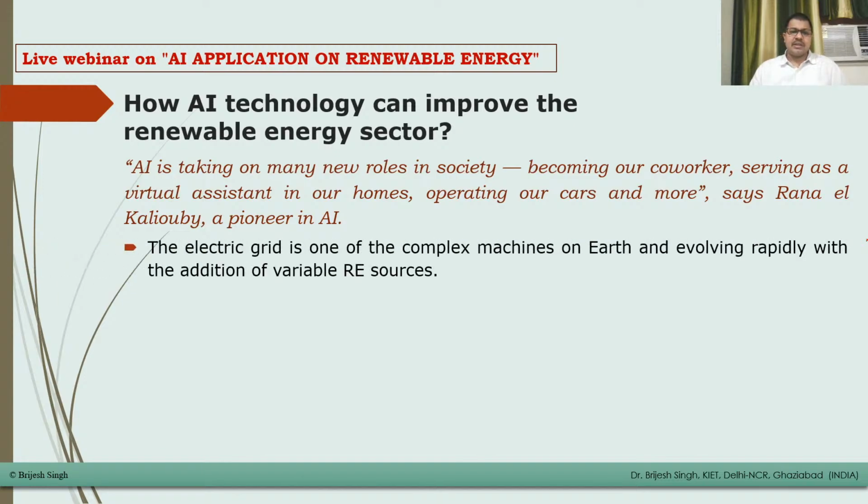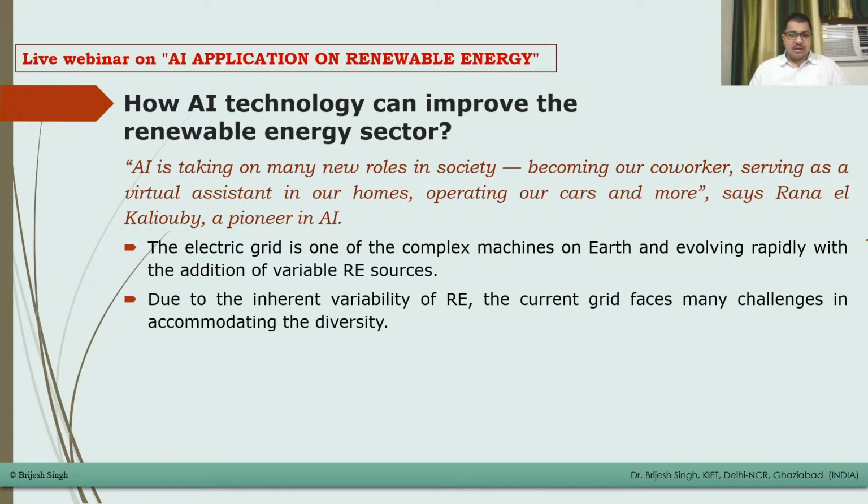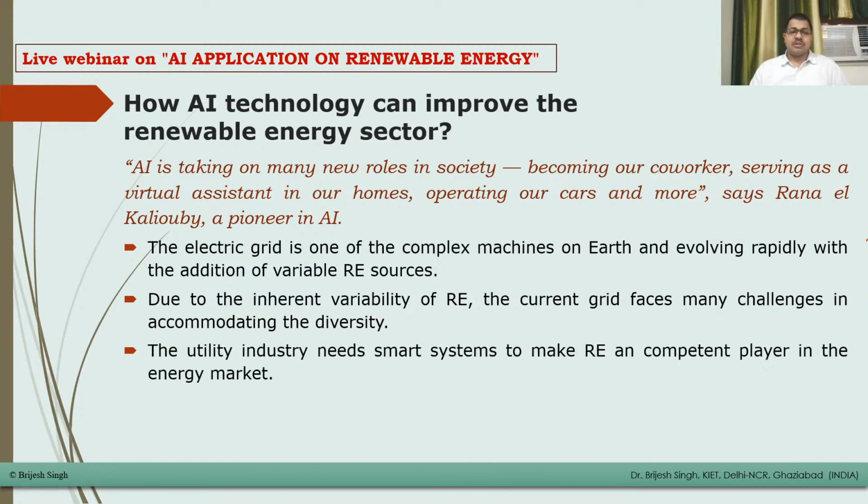So the electric grid is the most complex machine on earth and evolving rapidly with the addition of variable energy resources. Due to the inherent variability of renewable energy, the current grid faces many challenges in accommodating the diversity. Nowadays, if you are going to integrate more and more variable generation in the form of renewable energy, accommodating such diversities is one of the major challenges among power practitioners. So AI can help in those situations.